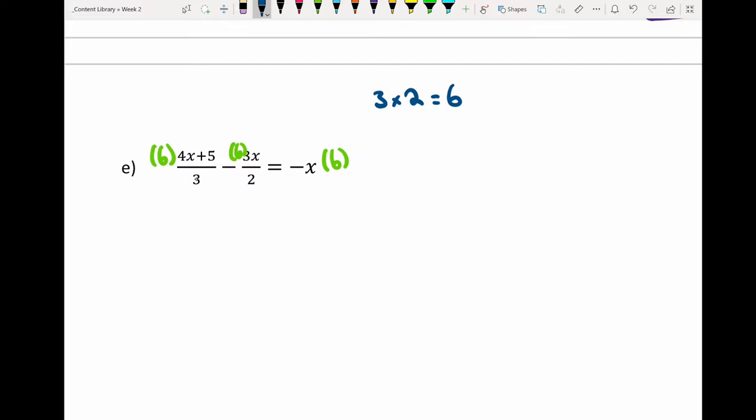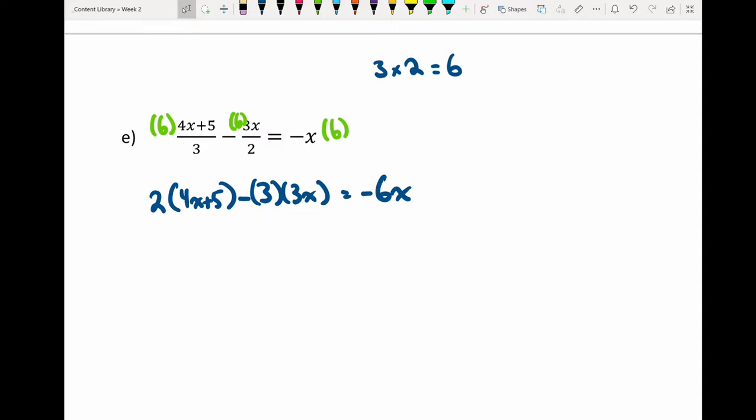So when I multiply by 6 in the first bracket, or the first term, the 6 and the 3 cancel out to leave me with 2, or 6 divided by 3 is 2. So it's 2 times everything up top, so the 4x plus 5, minus, and then 6 divided by 2, sorry, I'm left with 3. So 3 times 3x is there. And then 6 times negative x is just negative 6x. There's nothing to cancel out there.